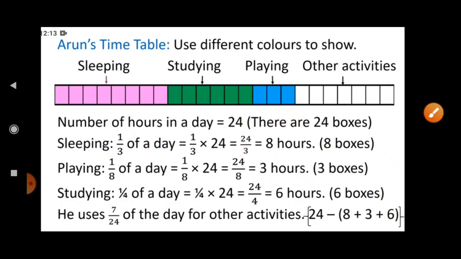Means 7/24 part of the day Arun consumes for other activities. Okay, so we have to color in 7 boxes for other activities.